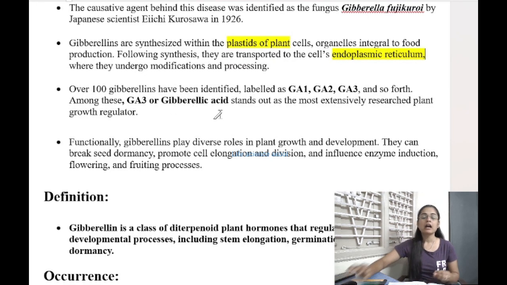Moving on to the next point, till now over 100 gibberellins have been identified and labeled as GA1, GA2, GA3 and so on. Among these, GA3, called gibberellic acid, stands out as the most extensively researched plant growth regulator, and it is very important for plant growth. Which one? That is GA3, gibberellic acid.